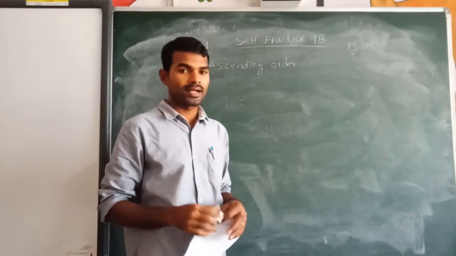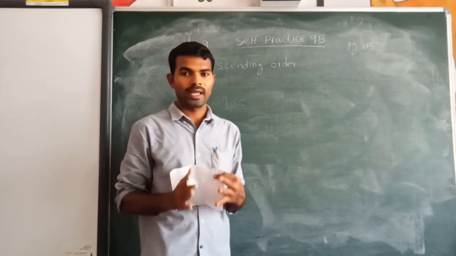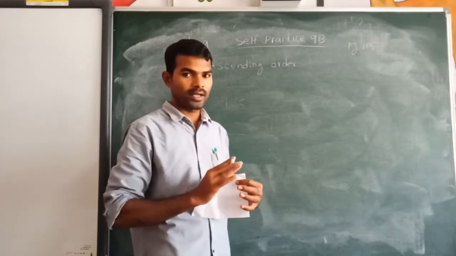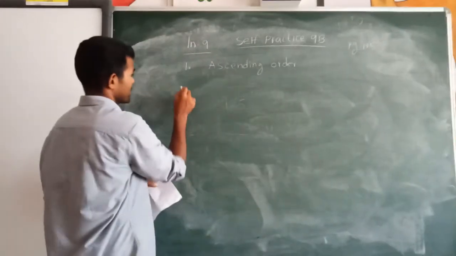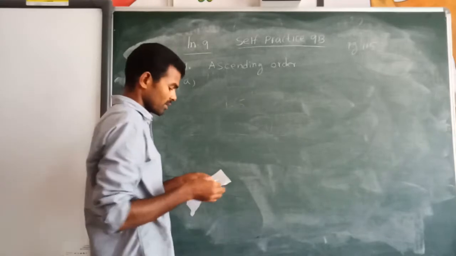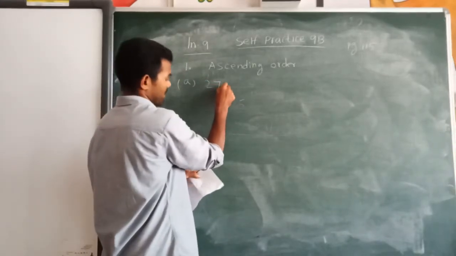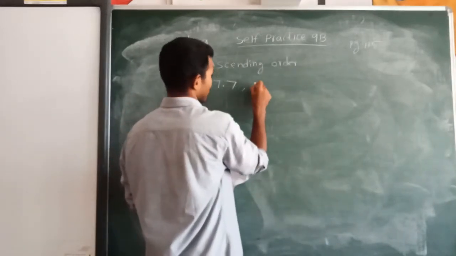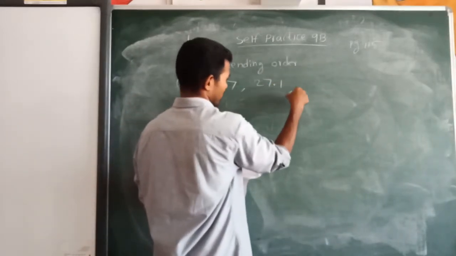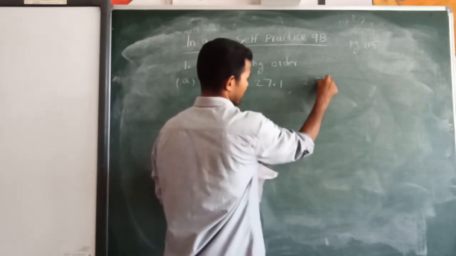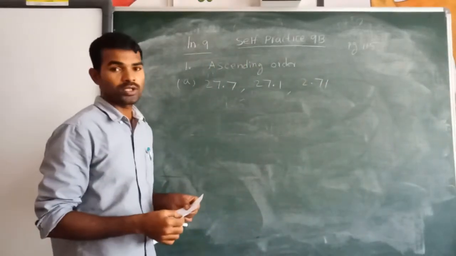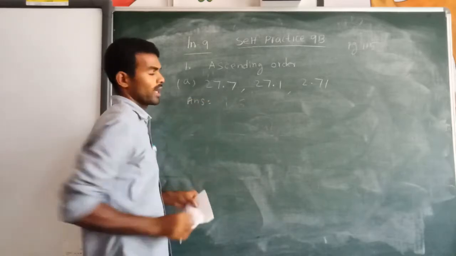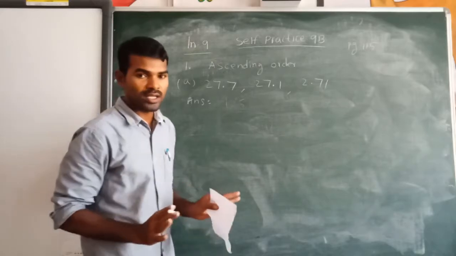Ascending order, yes, we know 1, 2, 3, 4, like that. In decimal numbers, we have to compare now the order, ascending order. See the first question: 27.7, then 27.1, then 2.71. Children, this is the question. We have to arrange in ascending order. So what is the smallest number in this?